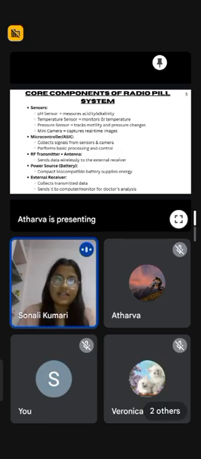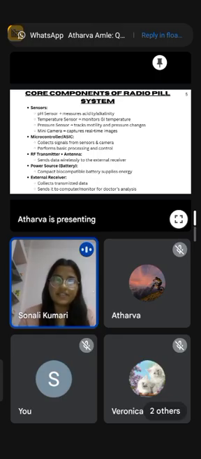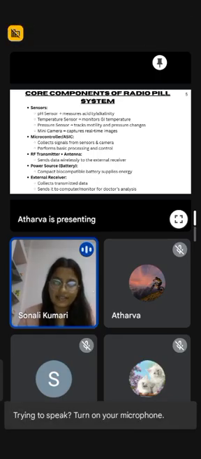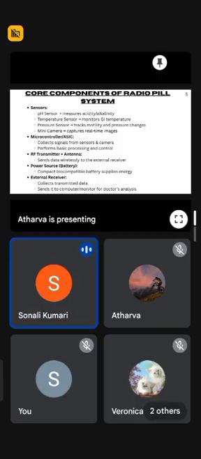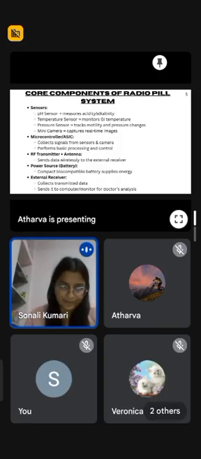It consists of sensors. Sensors can be of different types, like the pH sensor, which measures the acidity and the alkalinity. Second comes the temperature sensor, which monitors the temperature. Third is the pressure sensor, and the last is mini cameras, which capture real-time images inside the gastrointestinal tract of our body.